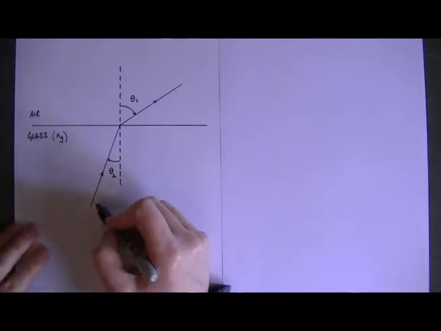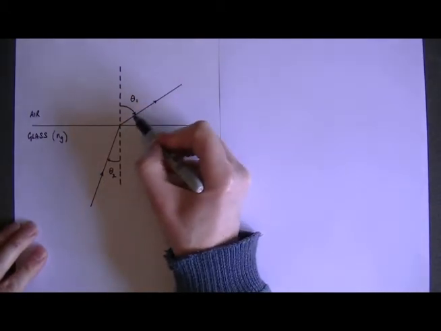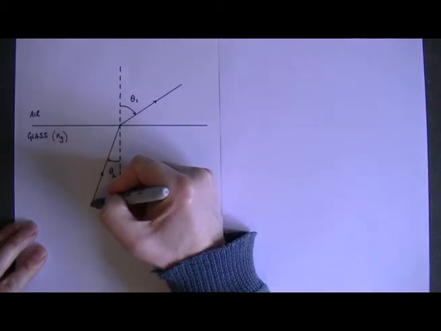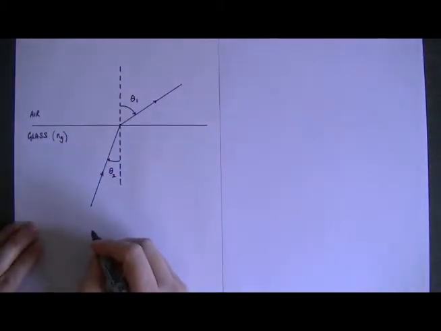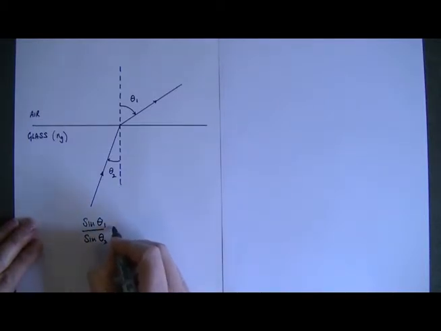Now we know that light is reversible, so if the light was travelling in this direction through the air and it met the boundary, it would be refracted and travel in this direction. So using Snell's law, I can say that sine of theta 1 over sine of theta 2 must equal the refractive index of glass.